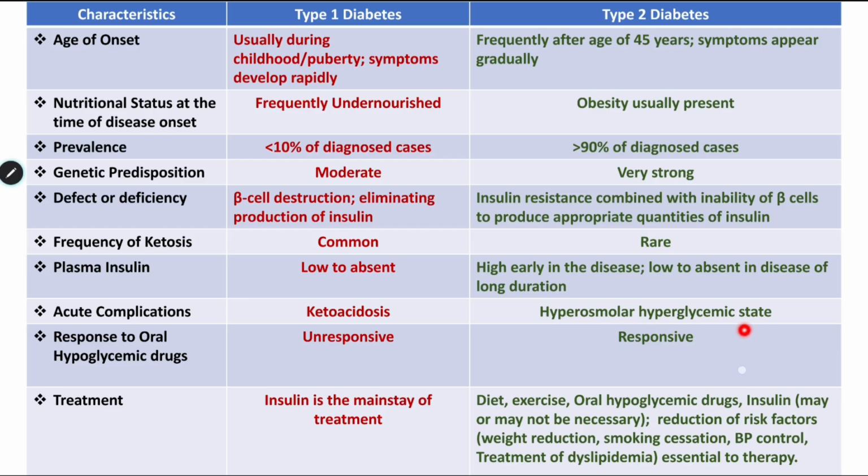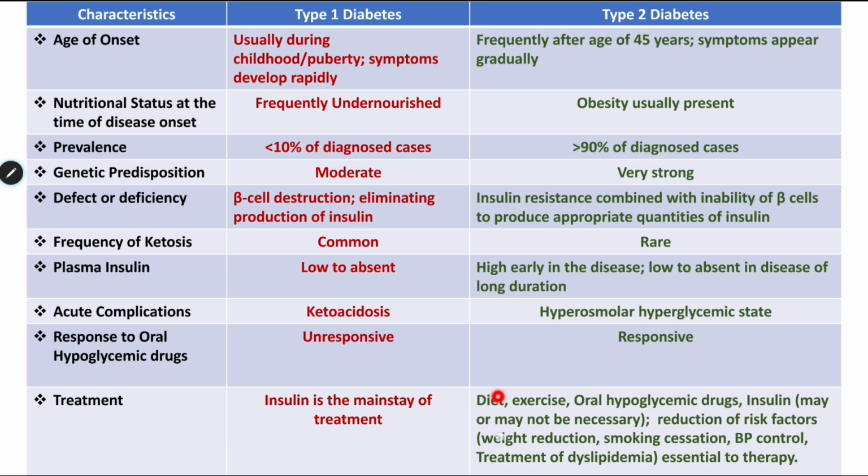Hyperosmolar hyperglycemic state is a common complication of type 2 diabetes. Obviously, they will respond to oral hypoglycemic drugs because there is a relative insulin deficiency and beta cells are still functional. Unlike type 1 diabetes, where insulin is the mainstay of treatment, in type 2 diabetes treatment is multi-pronged. Surely you give a hypoglycemic or anti-hyperglycemic drug. You may even require insulin if the diabetes is not well controlled.